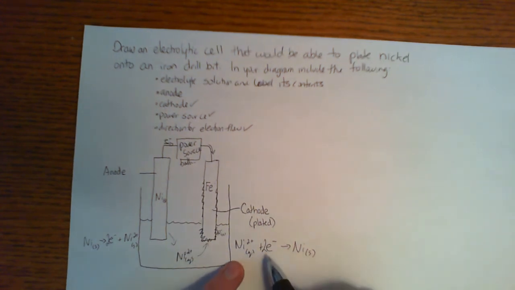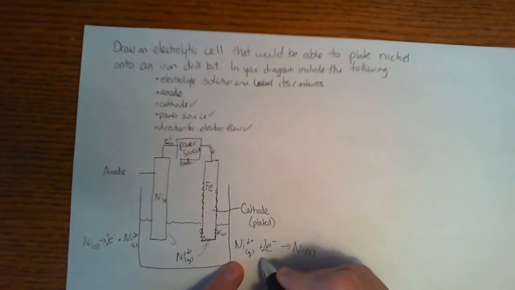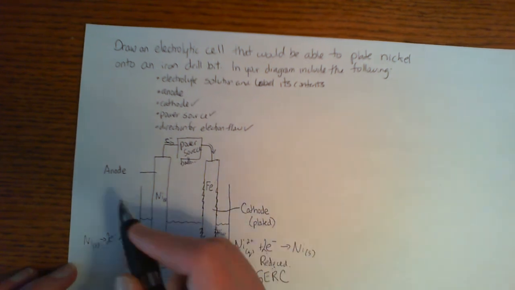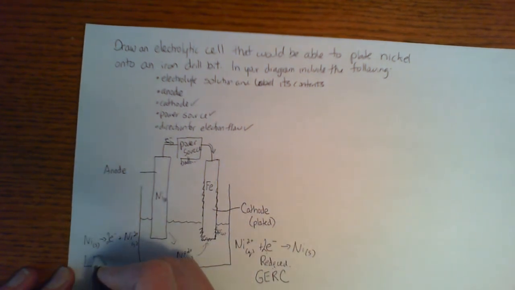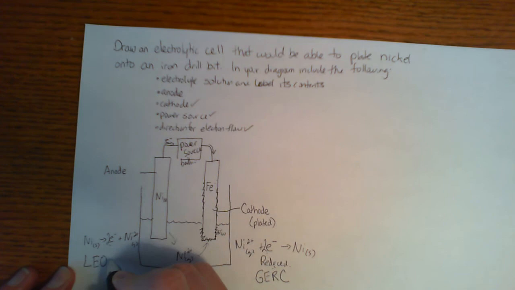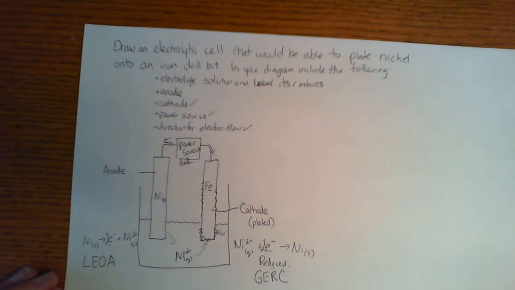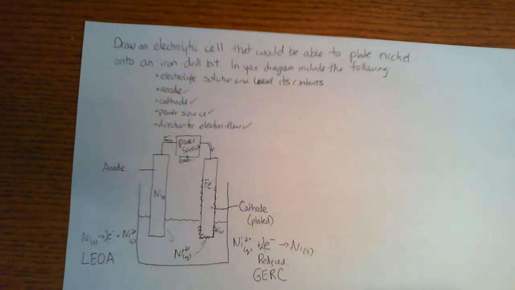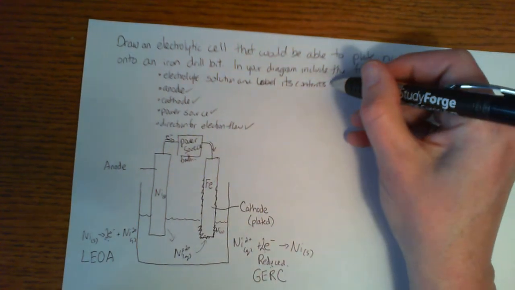So nickel ions are gaining electrons, so they're being reduced. Now remember, reduction happens at the cathode. You can remember it as: gain electrons, reduction, cathode. And at the anode, you're losing electrons, oxidation at the anode. All right, so we've identified our anode, and our electrolyte solution is going to have nickel ions in it. There we go.